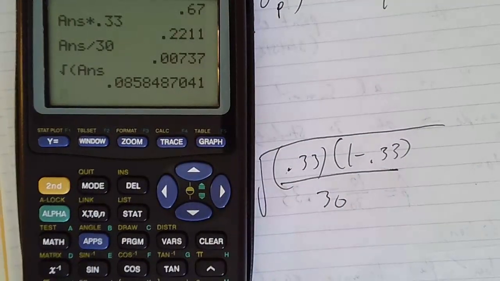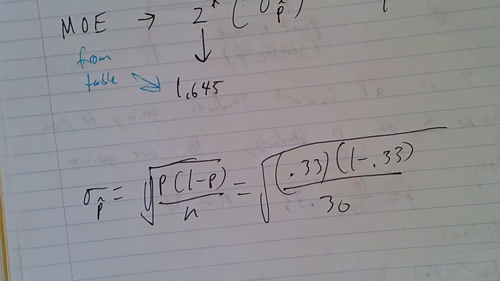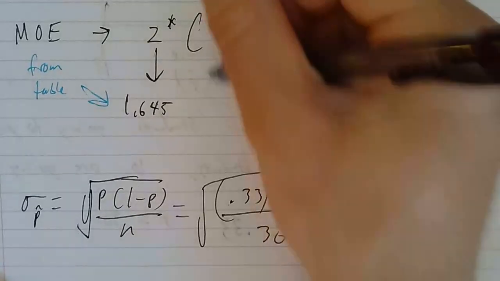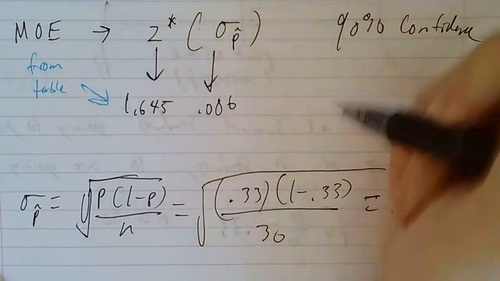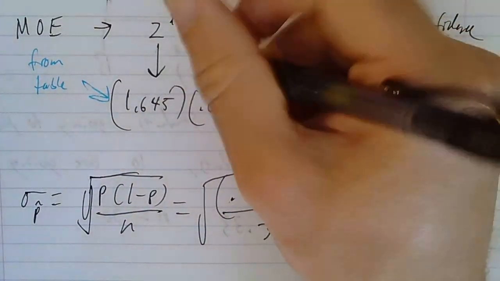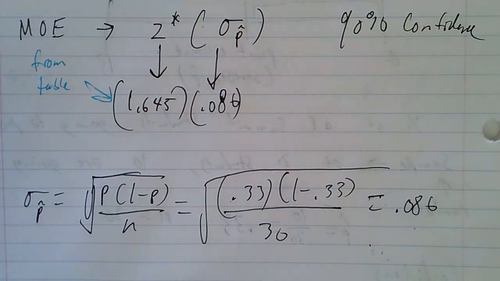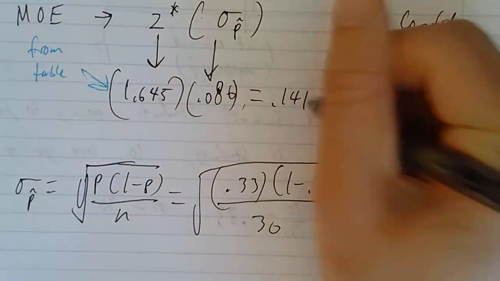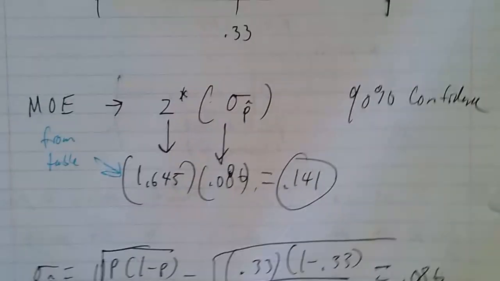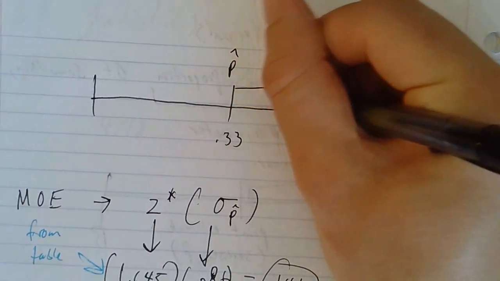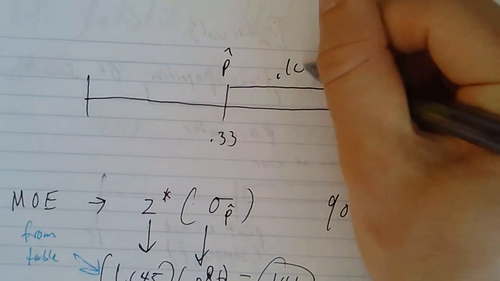And I get 0.086. I'm going to round that. This is 0.086. So now I've got my two values. We're going to multiply them together. 0.086 times 1.645 is 0.141. So what that means is, back up here, this 0.33 in the middle, I'm going to have this distance from here to here, its margin of error, is 0.141.